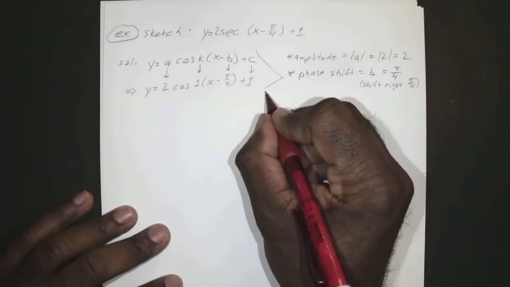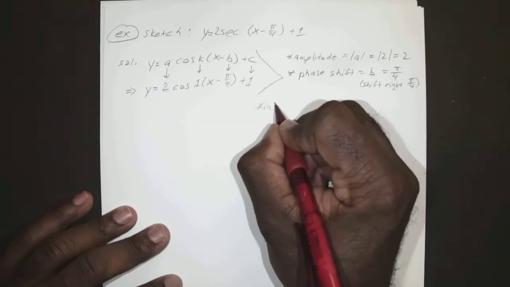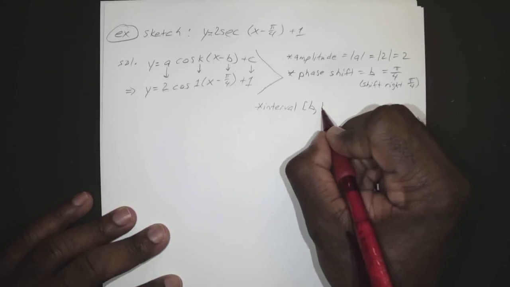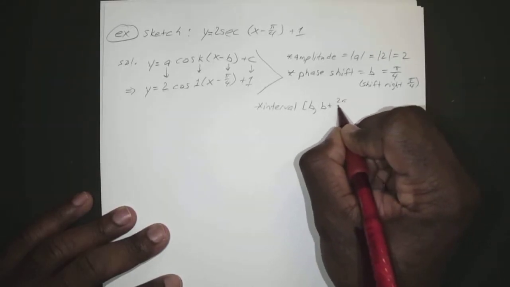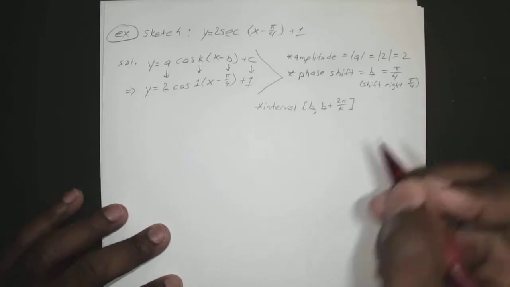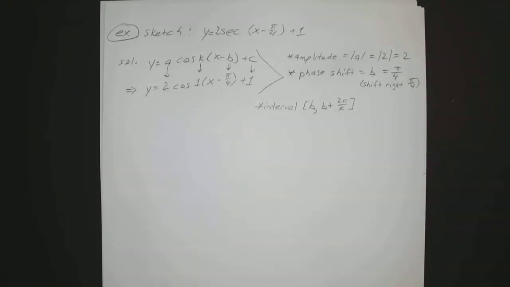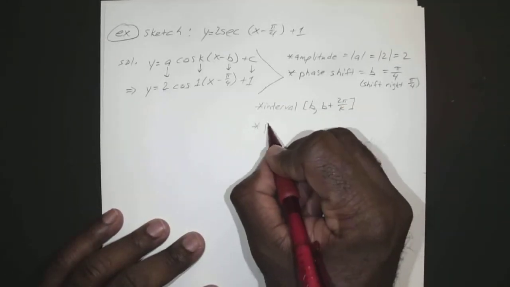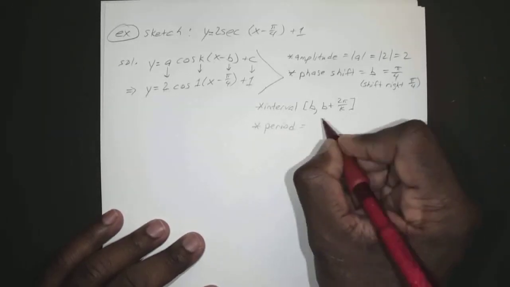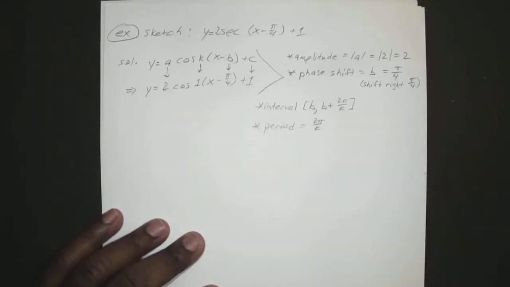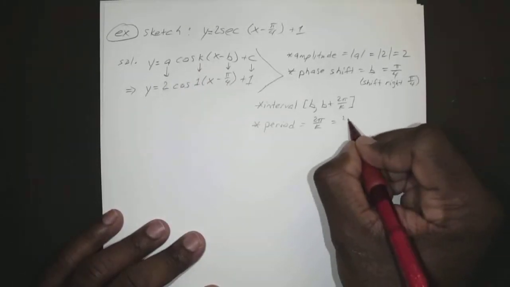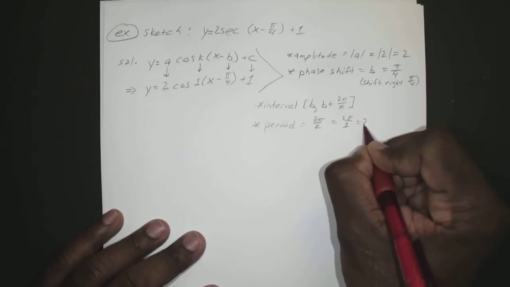Okay. We also know our interval, which is b and b plus 2 pi over k. Nope, did it again. You have to know our 2 pi over k first. Our 2 pi over k is our period. I don't know why I'm always jumping to the interval first, but our period, which is 2 pi over k, ends up being 2 pi over 1, which is 2 pi.